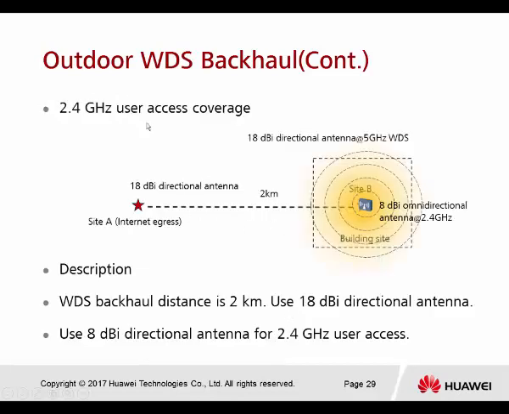So after deployment, it will look like this. Right here, they're using the outdoor AP with 2 different antennas. One antenna runs 5 GHz, and this is the directional antenna. It will point directly to site A. Site A here also uses 1 directional antenna. Both of them point to each other in direction. So the WDS backhaul distance is 2 km, so using the 18 dBi directional antenna. Then another one is using the 8 dBi antenna for 2.4 GHz user access inside the building here.